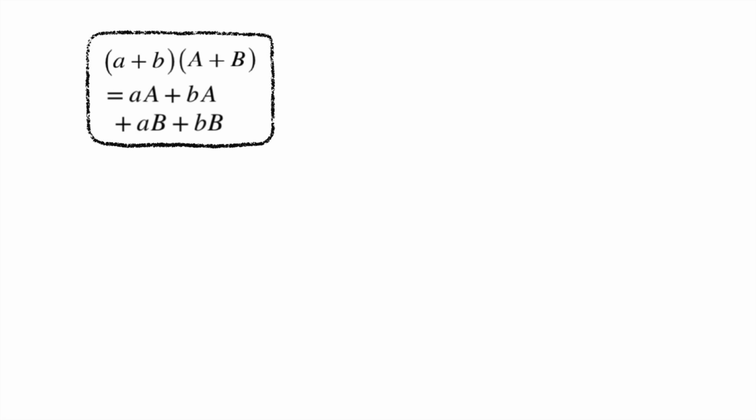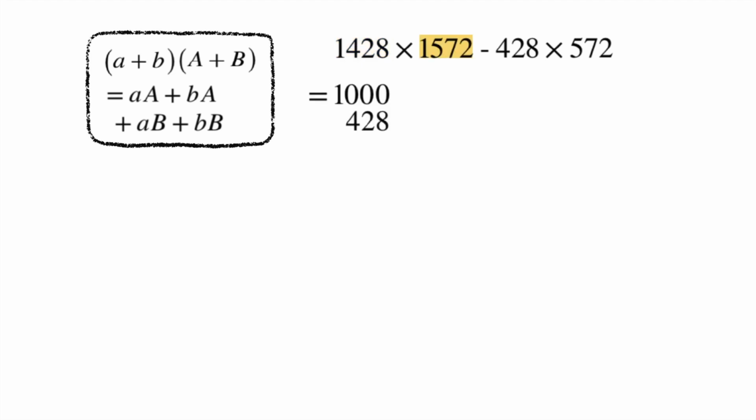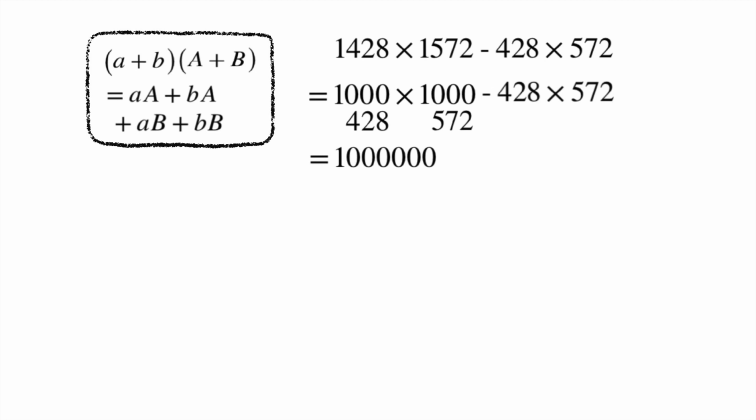Let's use this simple formula to calculate this. A junior high school entrance exam here in Japan. Focusing on the same parts. Separating 1000 from the numbers. 1000 times 1000. 1000 times 572. 1000 times 428. This product is cancelled out.